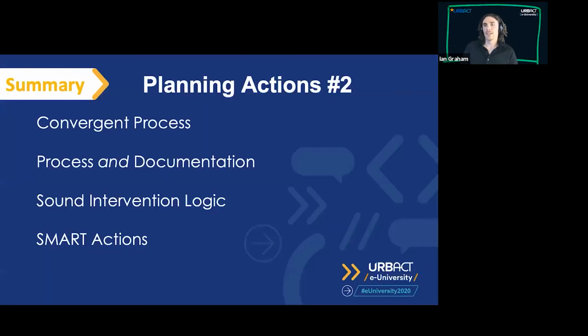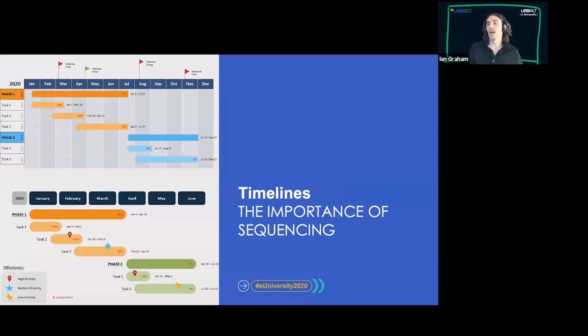So where's that taken us then? We've talked about it being a convergent process. We've talked about it being part of a process and the documentation. So it's about the journey of planning as well as the plan. It's doing all that in a sound intervention logic that makes sense. And it's having SMART actions that are really specific and measurable and so on. The last piece of the puzzle then is just around sequencing and timelines and so on.